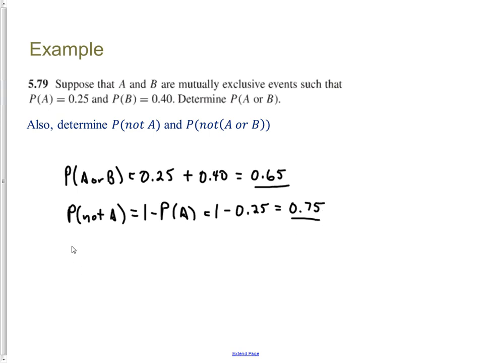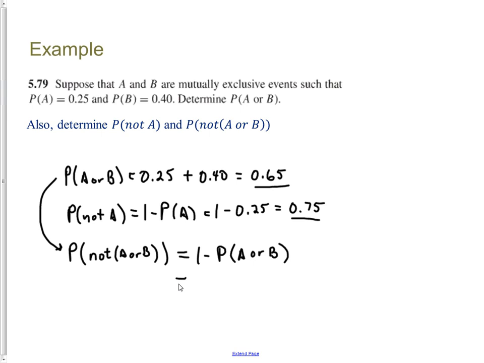All right, how about the probability of it not being event A or B. Now this one seems a little bit more complex, but really this is the complement of the one above. So what we're going to do is take 1 minus the probability of A or B. And if we figure that one out, of course, we're going to have the correct probability. So the probability here is going to be 1 minus 0.65, and that would mean that the probability of it not being A or B is 0.35. Right?